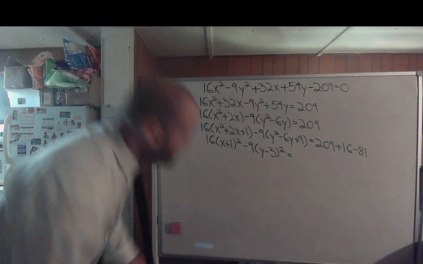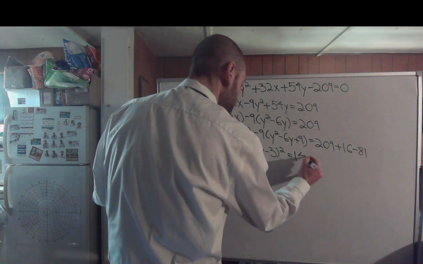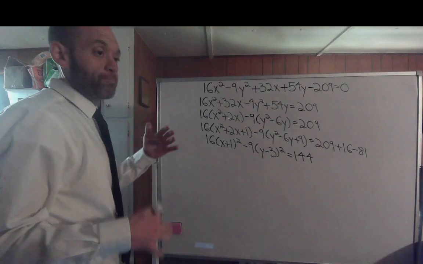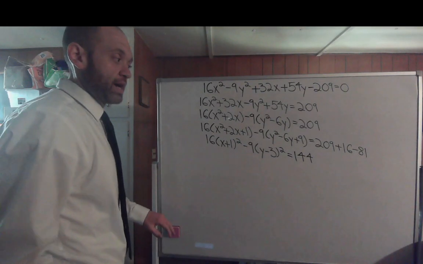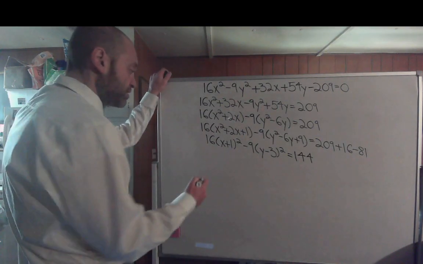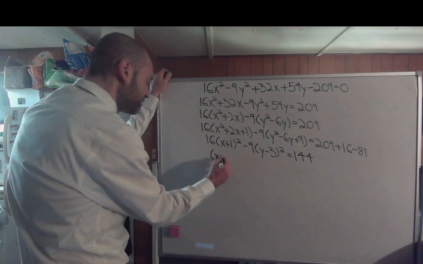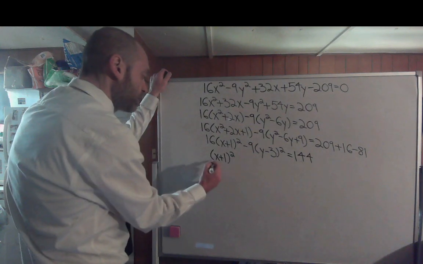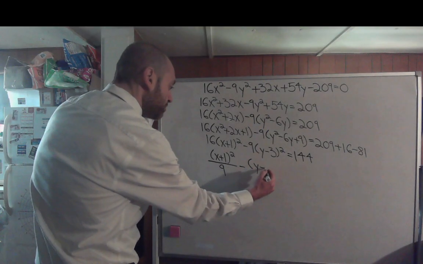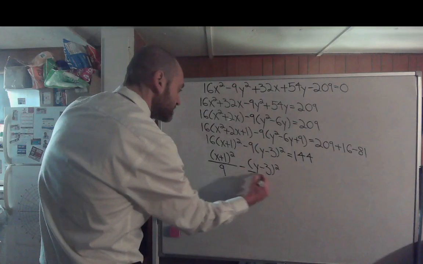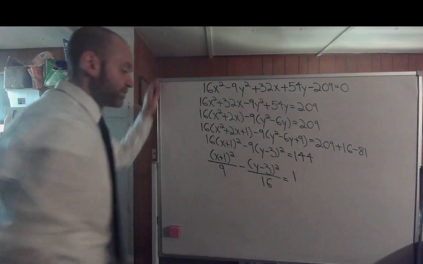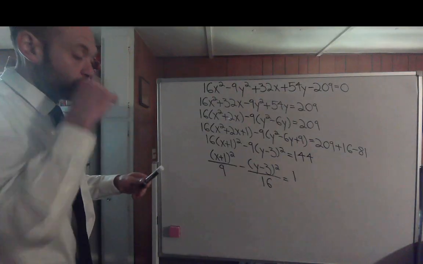Yep, just what I thought it was going to be, 144. Of course, for a hyperbola, to be able to get our lengths and foci and all that, we need to make the right-hand side equal to 1. So divide both sides by 144. If you do that, you'll get (x plus 1) squared divided by 9 minus (y minus 3) squared divided by 16 equals 1. Now we have the form of a hyperbola that we can work with.